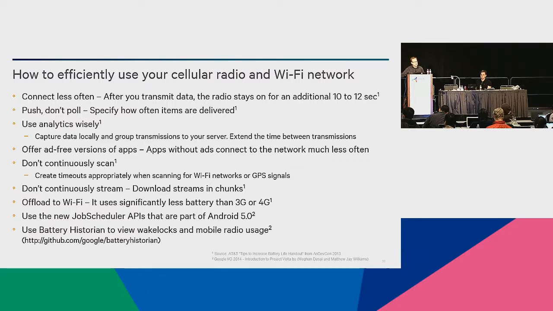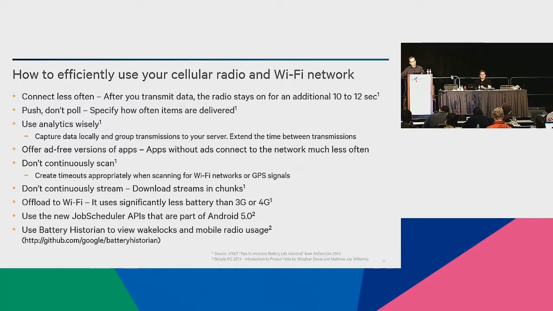We talked about the program guide example. Not only is it going to use less battery than 3G or 4G, obviously the amount of data that you consume is important to consumers. There's something new that not everyone probably knows about, which is the new job scheduler APIs in Android L. These are a very effective way of grouping your data efficiently.